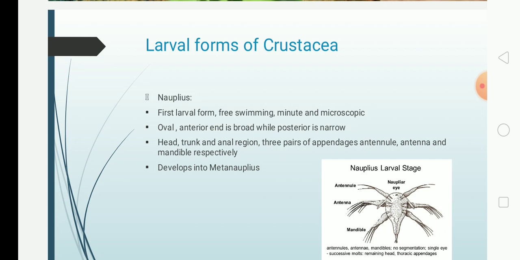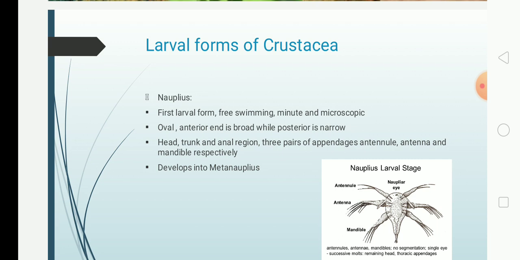The body is oval in shape. The anterior end is broad, whereas the posterior end is narrow. The body has three regions. The anterior part is called the head, the middle one is called the trunk, and the posterior part is called the anal part. The head is simple with a median eye, which is placed on the dorsal side, and it has three pairs of appendages.